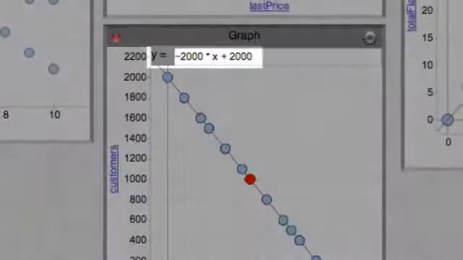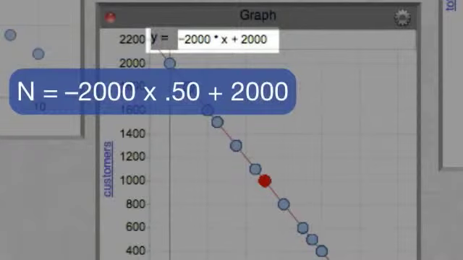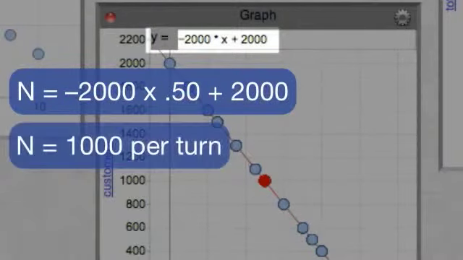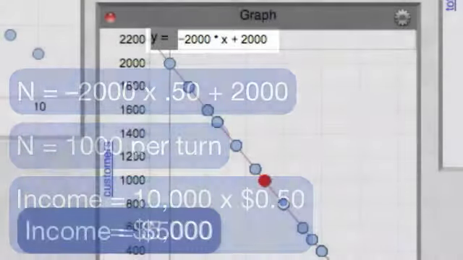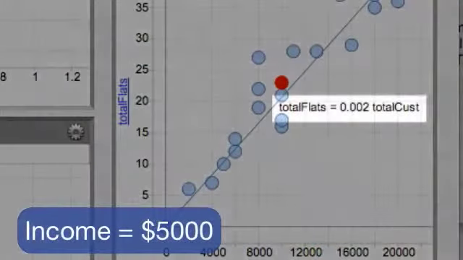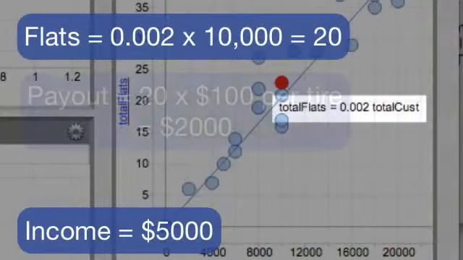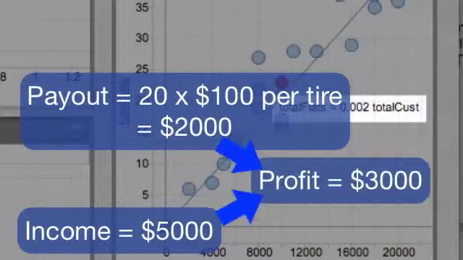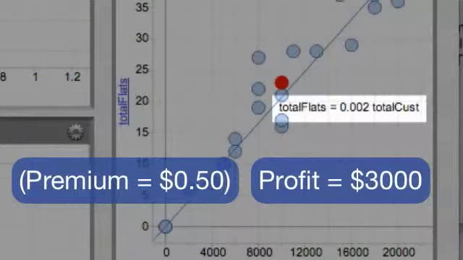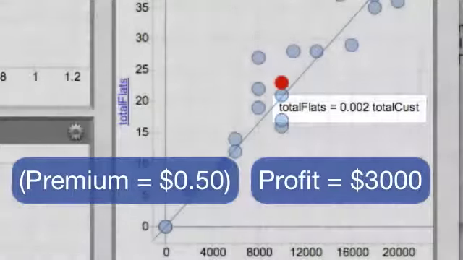For example, suppose we have a premium price of 50 cents. How many customers will we get? Well, 1,000 each turn, or 10,000 altogether. That's $5,000 income. How many flats will those 10,000 drivers have? 0.002 times 10,000 is 20, so we'll pay out about $2,000. That leaves a profit of $3,000. If each group did this with a different premium price, you could plot a class graph of expected profits. Using specific numbers like this is good practice before using variables.